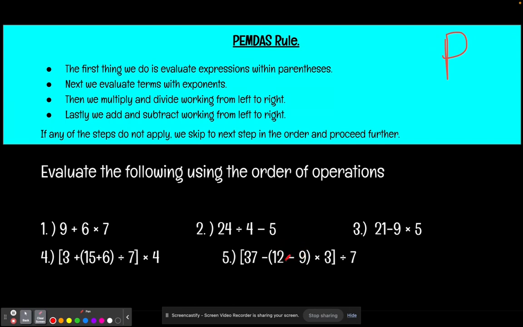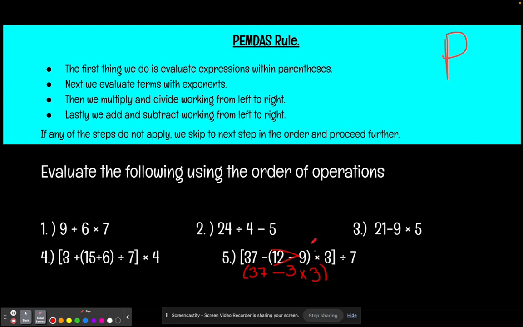Inside my parentheses, I have 12 minus 9, and I know that's worth 3, right? So now that I'm done with the parentheses, I'm going to bring down everything else. 37, right? I'm going to bring down the subtraction sign I haven't used, my multiplication sign, and the 3 that I haven't used. And then see these brackets here? The brackets are just another set of parentheses. They just made them a different shape so you wouldn't get them confused.